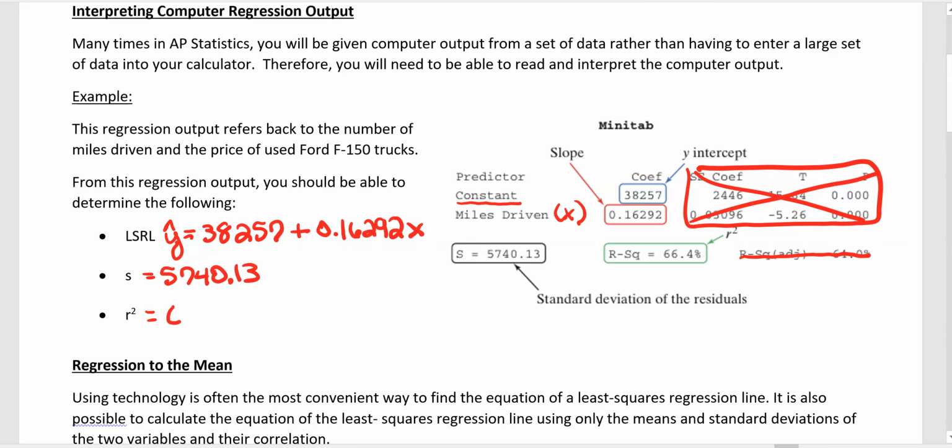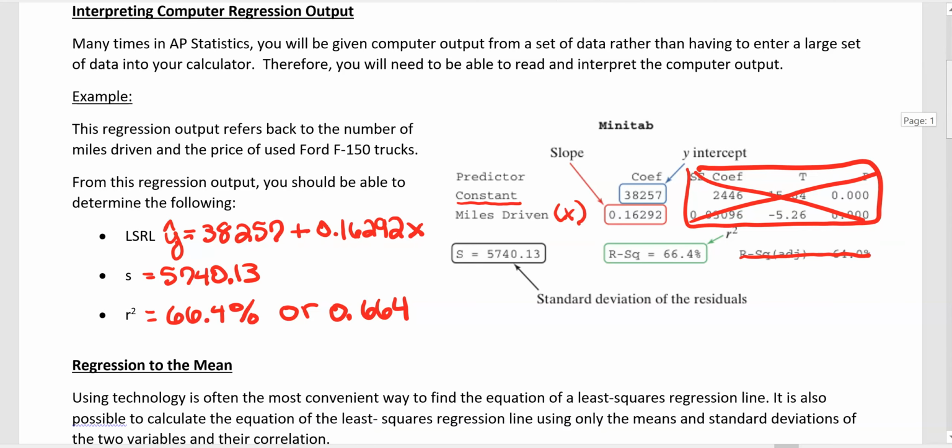and then our r squared, they give it to you as a percent. You are welcome to write it as a percent. You can also write it like this, which is how your Inspire gives it to you. So they're both correct. It's entirely up to you how you would write that.